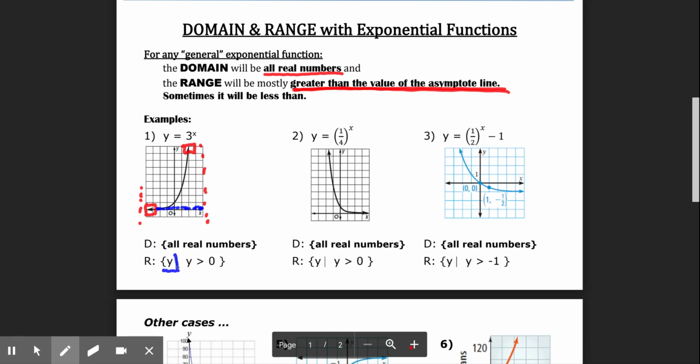Okay, number 2, again, you have arrows here. So there's never going to be a starting or an ending point, so your domain is all real numbers. And again, this levels out at 0. So your range would be y is greater than 0. Number 3, again, you have arrows on the ends, so it's going to be all real numbers. And this time it levels out at -1. So when y is equal to -1, your range would be all y values that are greater than -1.